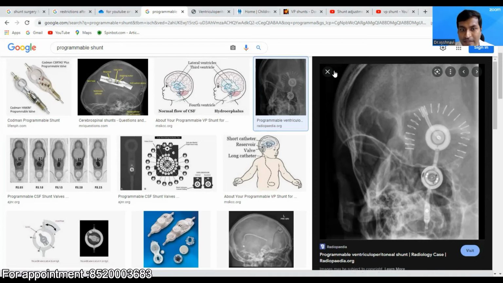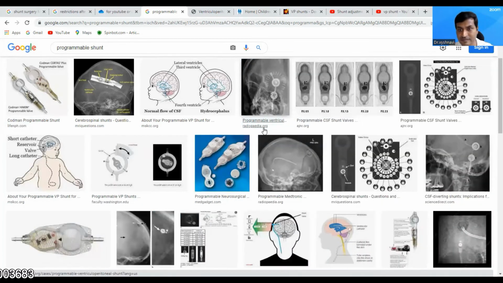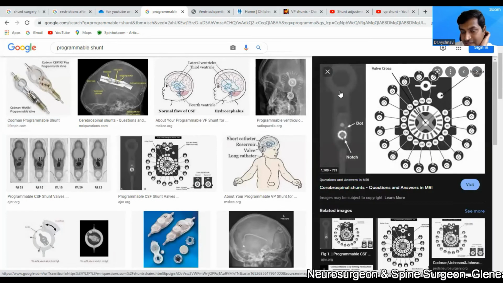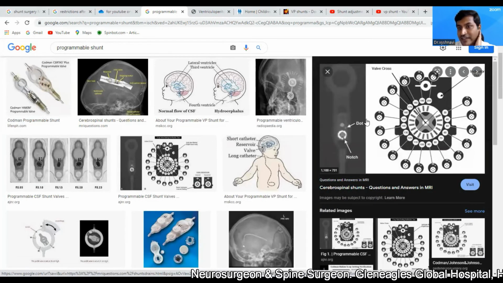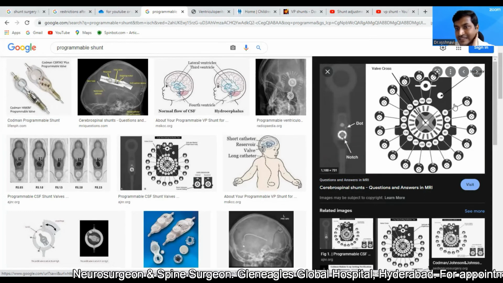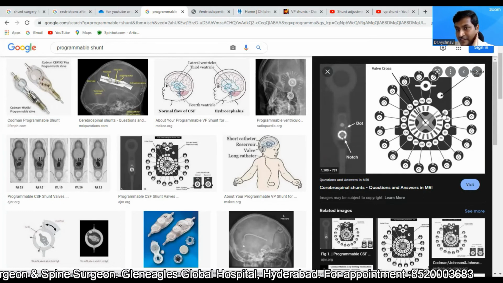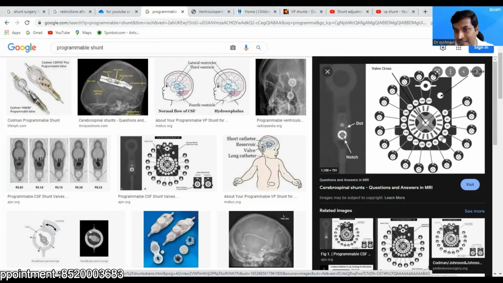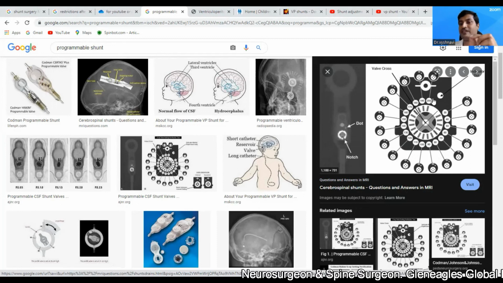I will look for a better picture. Yeah, this is a better picture. So this is the valve after implantation. This is the pressure within the valve. You can see the pressures within the valve can be set at 30 mm of mercury, 30, 40, 50, 60, 70, 80, 90 to 200. So you can pinpoint the pressure.